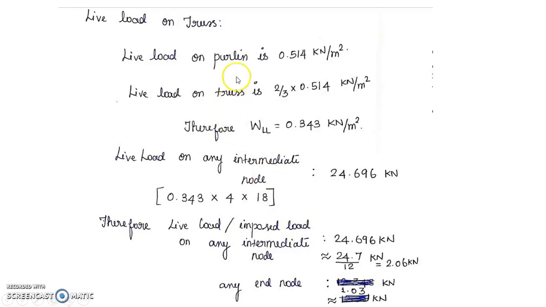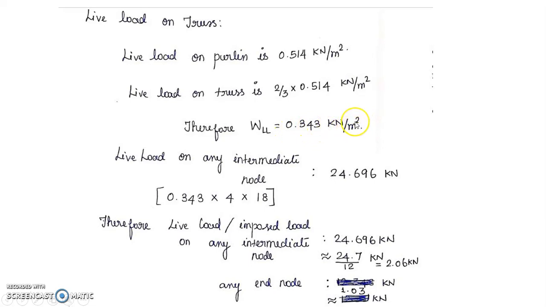Coming to the live load calculation of the truss. Already we have calculated the live load on the purlin as 0.514 kilonewton per meter squared. This load is not to be taken directly on the roof truss. According to IS 875 part 2, the live load on the roof truss is 2/3 of the load on the purlin, which is 0.514 kilonewton per meter squared. Therefore, the live load on the truss is 0.343 kilonewton per meter squared.